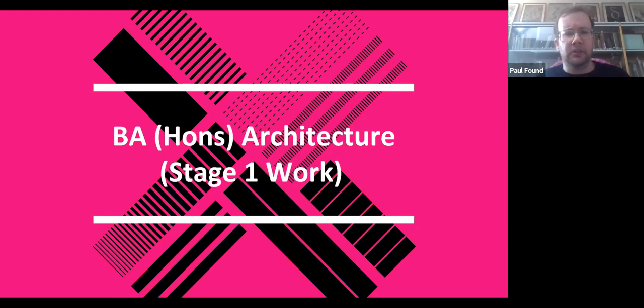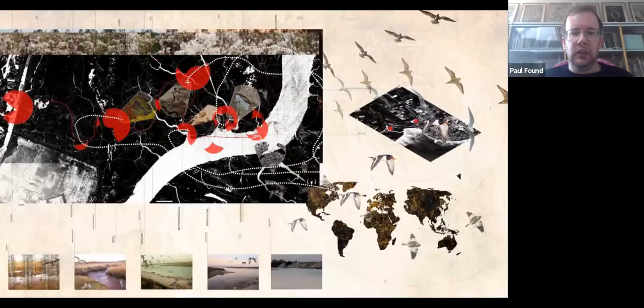Here are just some examples of stage one work, so first year work. This is an example of site study, for example. It's like the drawing machines idea. It's about communicating a feel for a place, a mood of a place, as well as its location and what happens in there.